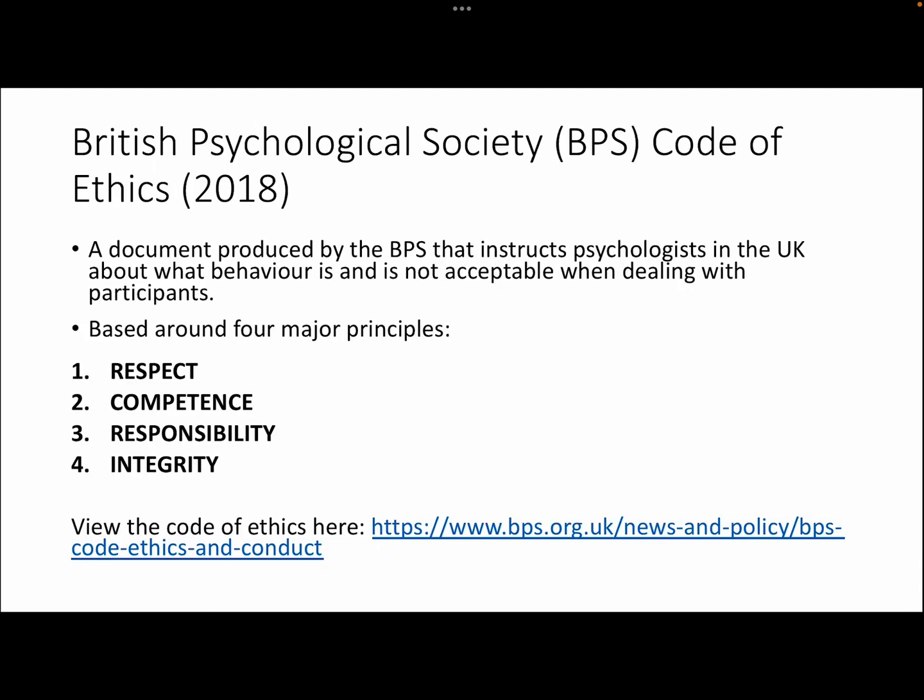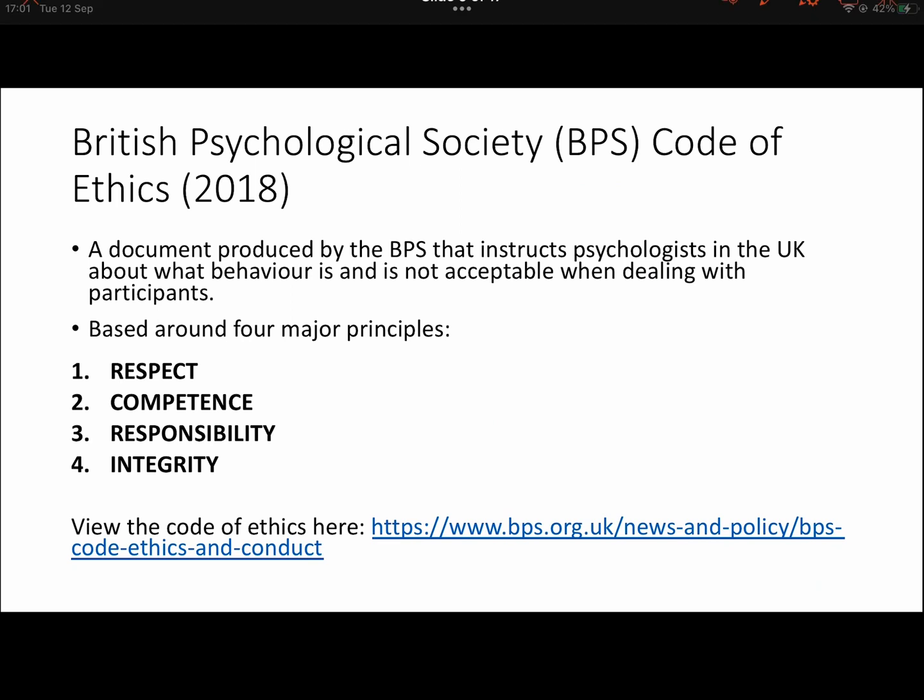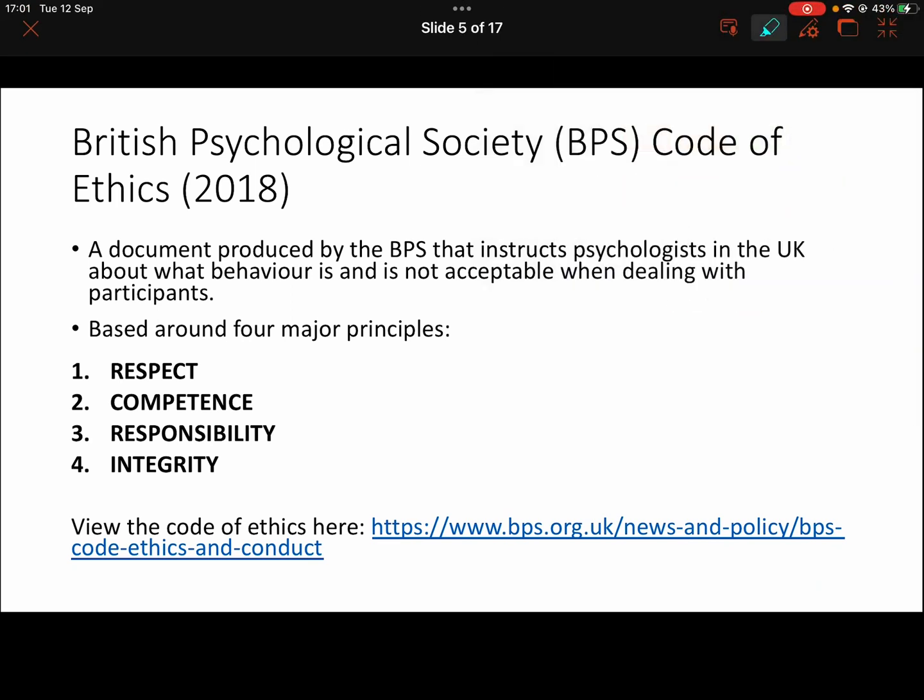So, the British Psychological Society, they have published a code of ethics. It's a document which outlines 4 major principles that researchers and psychologists must work around when they're designing and conducting research. They outline what behaviour is and isn't acceptable when dealing with participants. And it's all based around 4 key principles: respect, competence, responsibility, and integrity. I'd really recommend reading the Code of Ethics, or at least just scanning through it and seeing what some of the rules and guidelines and principles are.